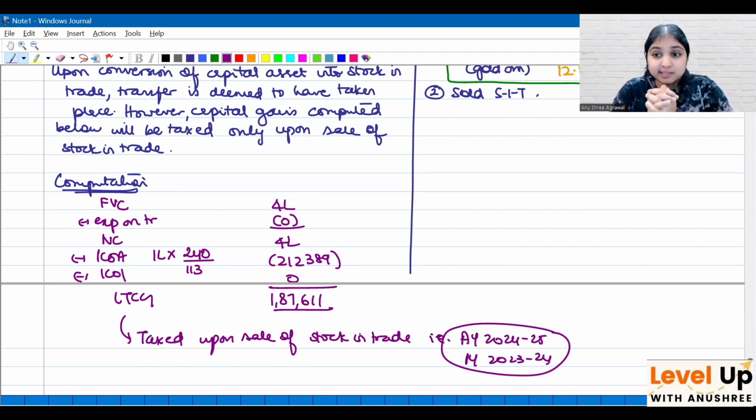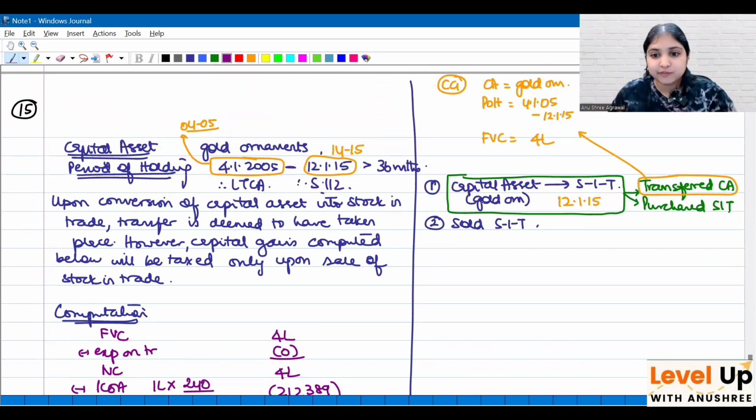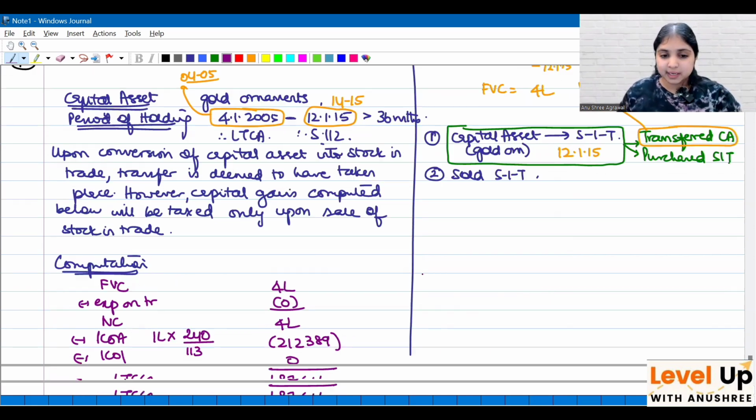Does it make solid sense to you? Yes, I just imagined that I sold the capital asset. In reality, I did not. So had I sold the capital asset, I would have sold on the date of conversion for 4 lakh rupees. So with that in my mind, I've done my whole calculation. But in reality, I did not sell. So there's no money inflow. If no money inflow, from where will I take tax and pay you? So therefore, I will wait till I sell the stock in trade. Only then I will tax the capital gains.